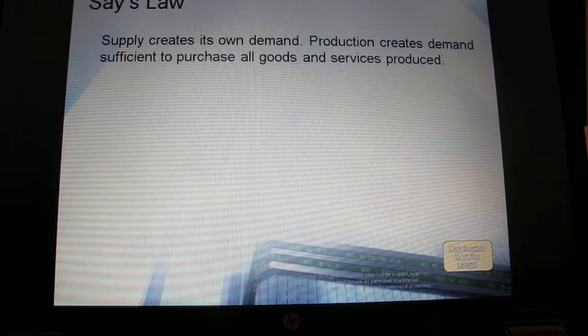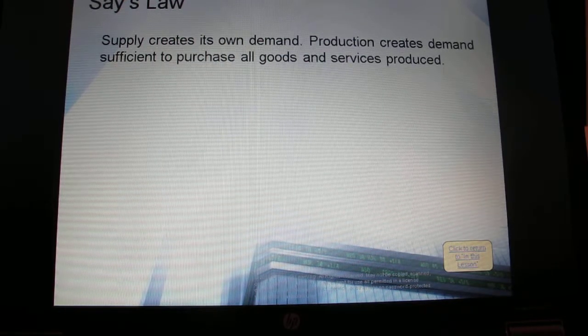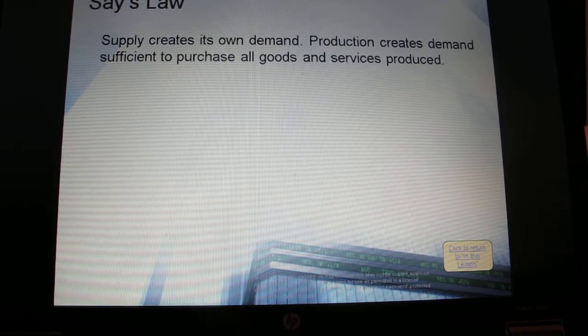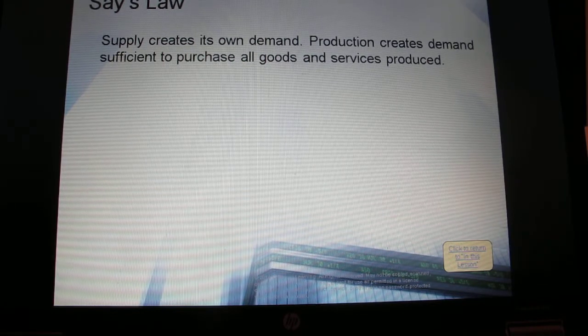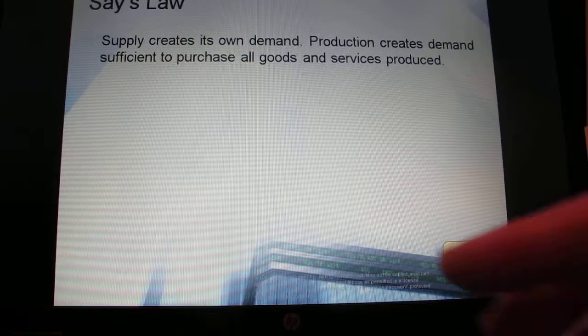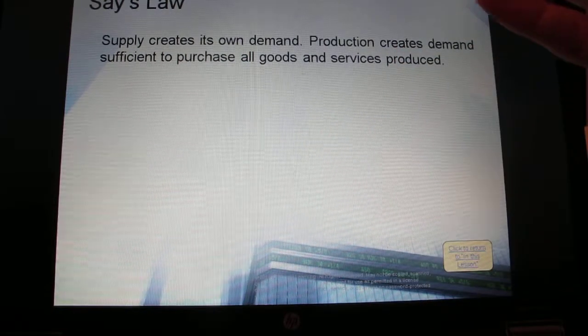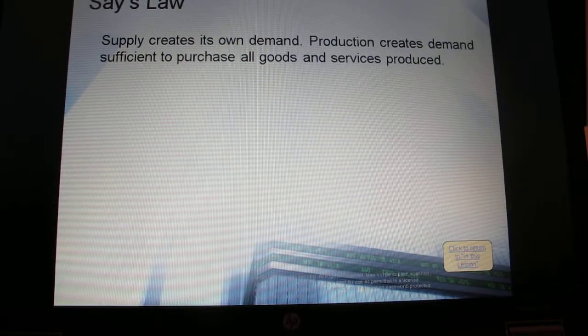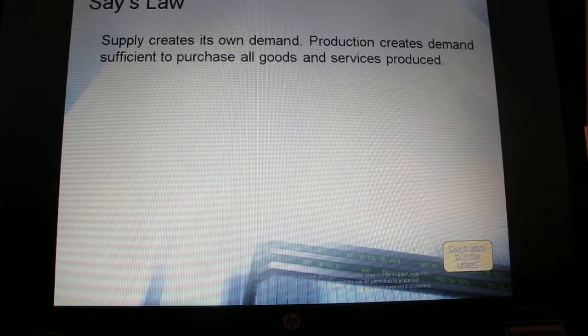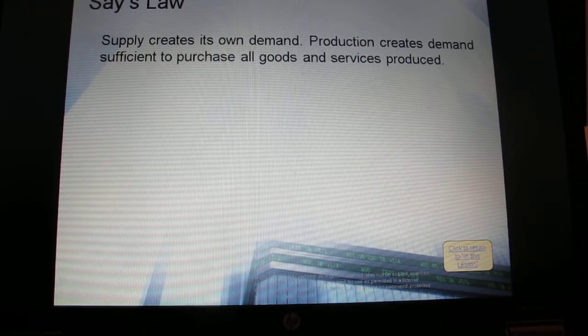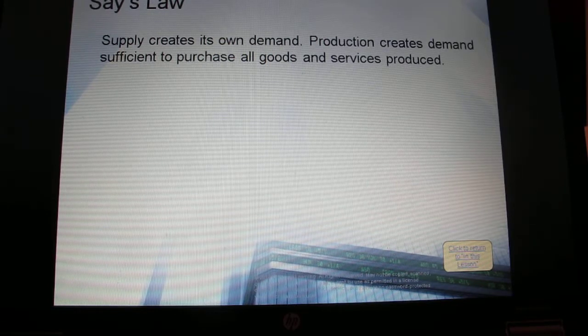And he came up with this thought that supply creates its own demand. In other words, production creates demand sufficient to purchase all goods and services produced. In other words, to kind of back up a little bit, the iPhone, or what was the predecessor to the iPhone, the iPod, wasn't demanded until it was produced. So he kind of comes across that way. He says that production creates the demand.